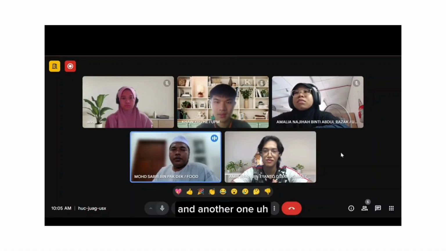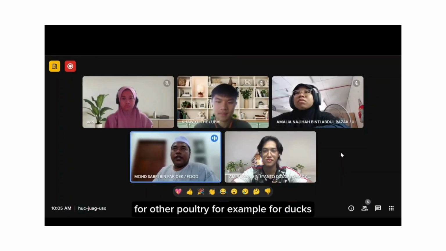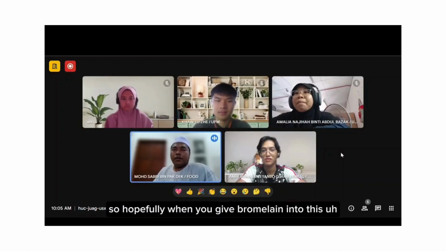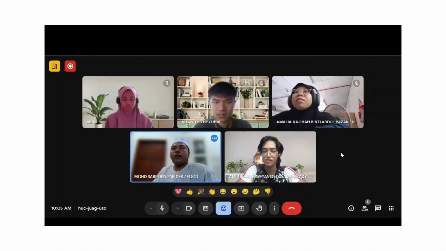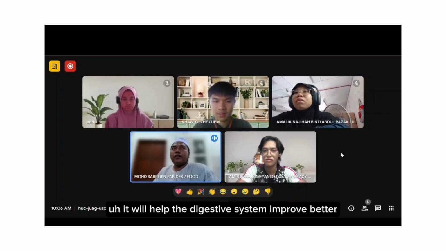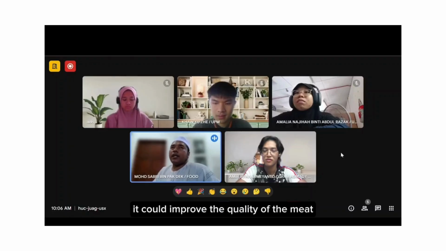And another one, this is ongoing research where researchers use bromelain as a feed supplement as well for other poultry, for example, for ducks, and also to improve the egg quality. So hopefully, when you give bromelain to this poultry, it will help their digestive system improve, and then it could improve the quality of the meat.